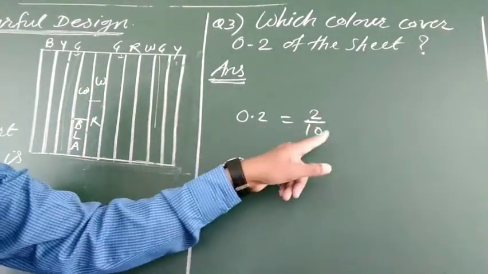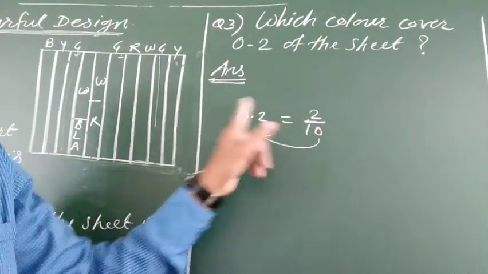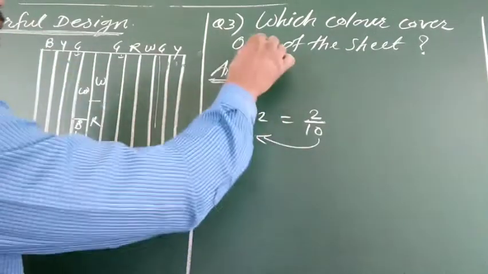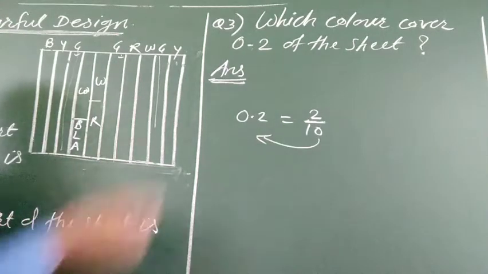See, when you convert this, the values are equal here. It is in decimal point, it is in numerator and denominator form only. So this 0.2 means what beta? 2 by 10. So which color is there out of 2 part? 2 part out of 10 part.